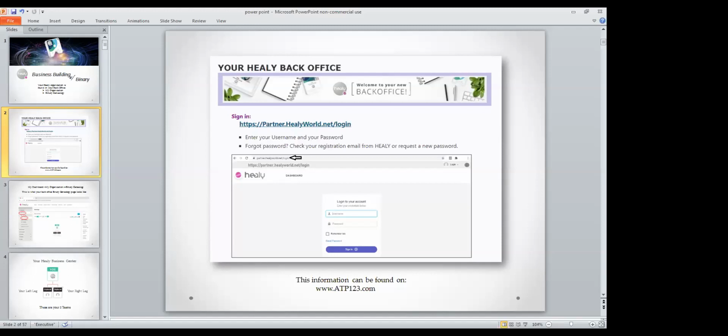In order to be active, they need to be building a business. So that business center has to be creating something productive underneath it. They have to be building and generating some type of volume every month.